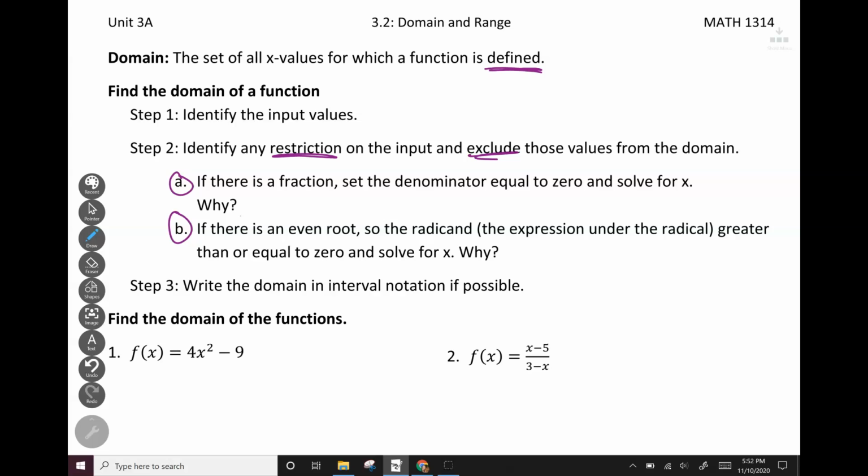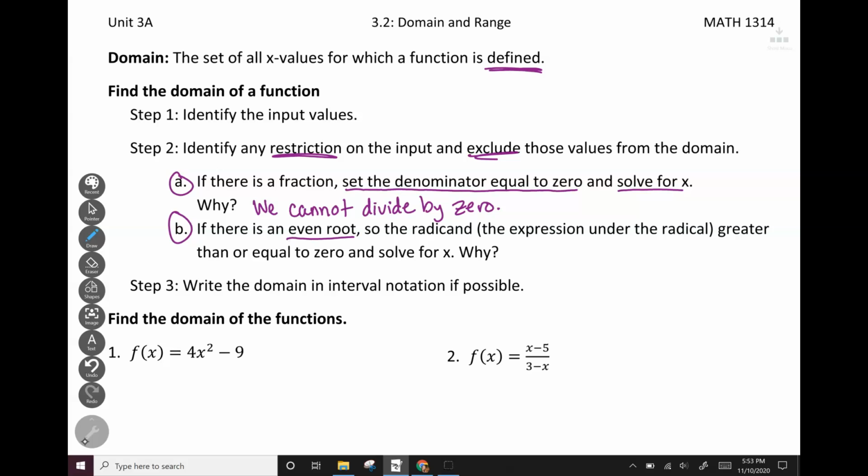So to figure out what numbers would make you divide by 0, you're going to set the denominator equal to 0 and solve for x because we can't divide by 0. So you need to exclude anything that would make you divide by 0 there. All right, and then B, if there is an even root.